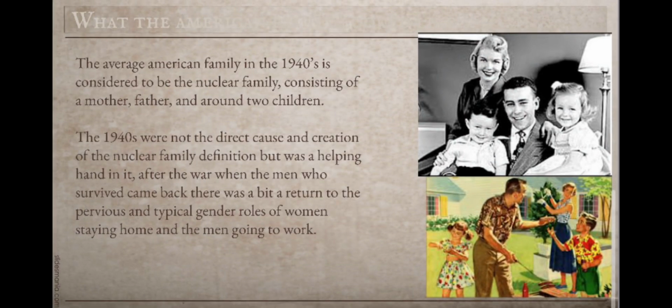The average American family in the 1940s is considered to be the nuclear family, consisting of a mother, father, and around 2 children. The 1940s were not the direct cause in creation of the nuclear family definition, but it was a helping hand in it. After the war, when men who survived came back, there was a bit of a return to the previous typical gender roles of women staying home and the men going back to work.